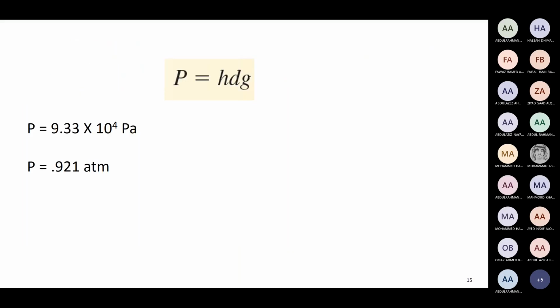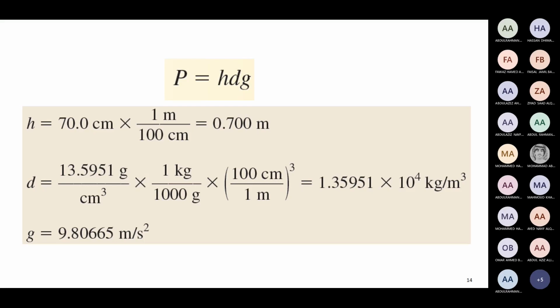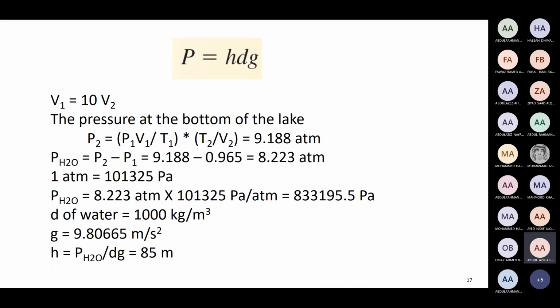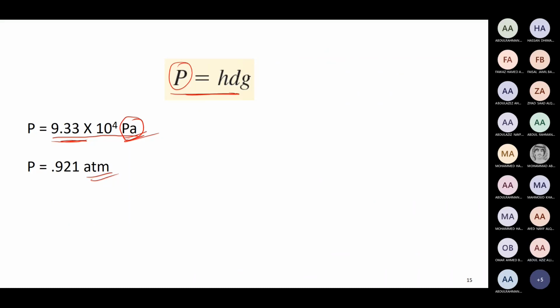So the answer is 9.33 times 10 to the power 4 Pascal. And then if you want to change it to atmosphere, you don't have to memorize the changing factor, but actually you can divide it by... I forgot. Okay, I will give you the unit to change it. The most important thing is that when you do the calculation the way we did it here, the answer is in Pascal. Then you can change it to atmosphere. I will give you the relation. It's actually 101 something. 101.325. Exactly. To change this one, you divide by 101.325. This will give you atmosphere.